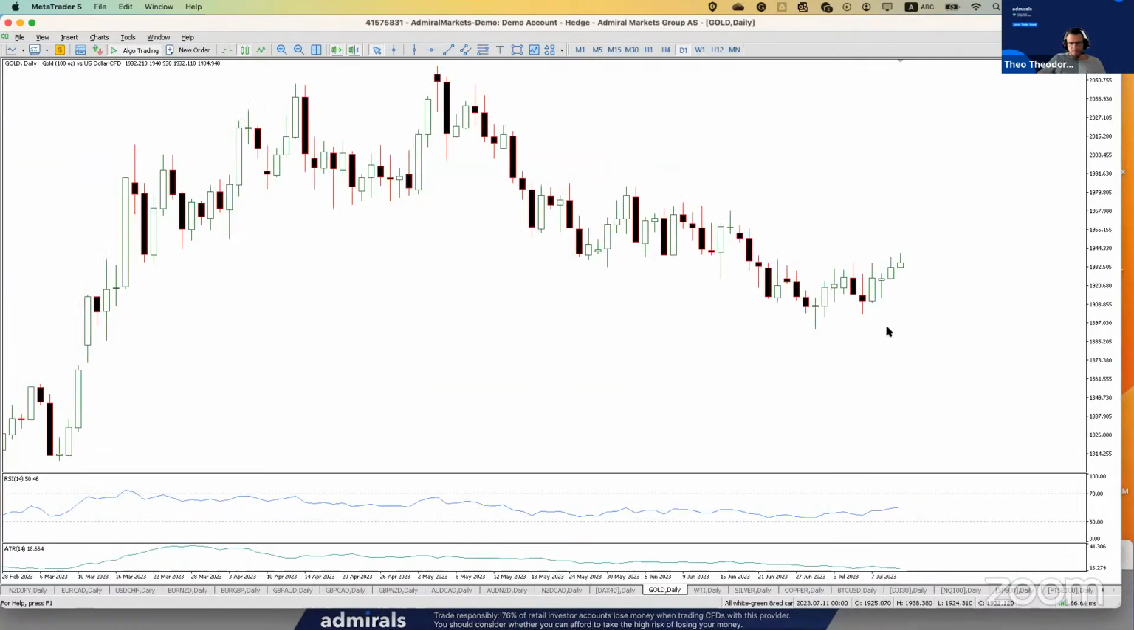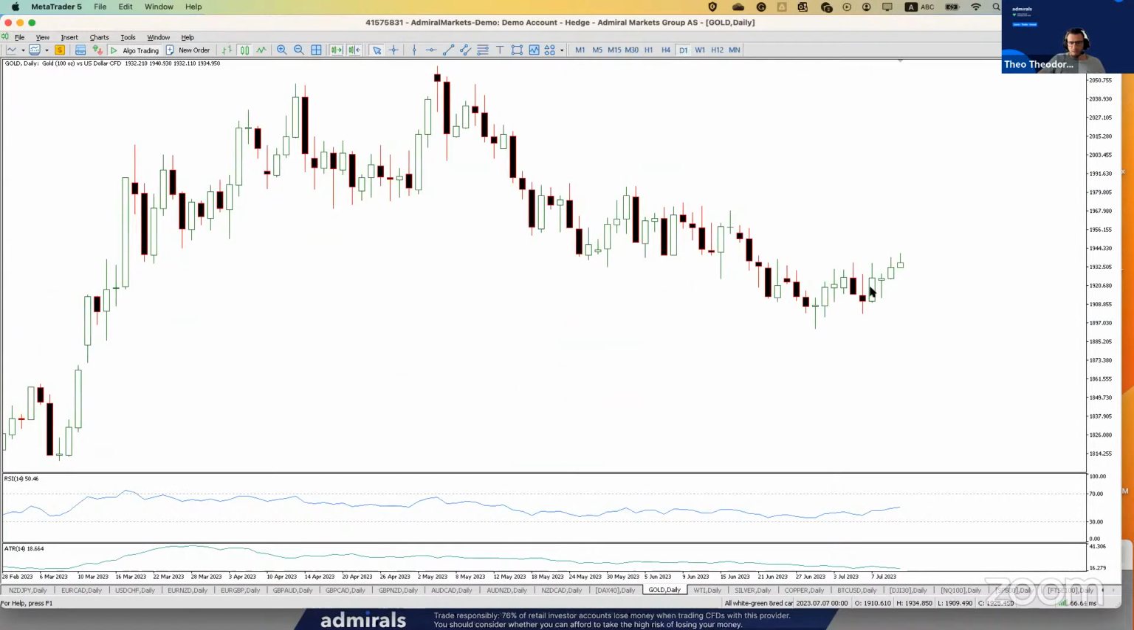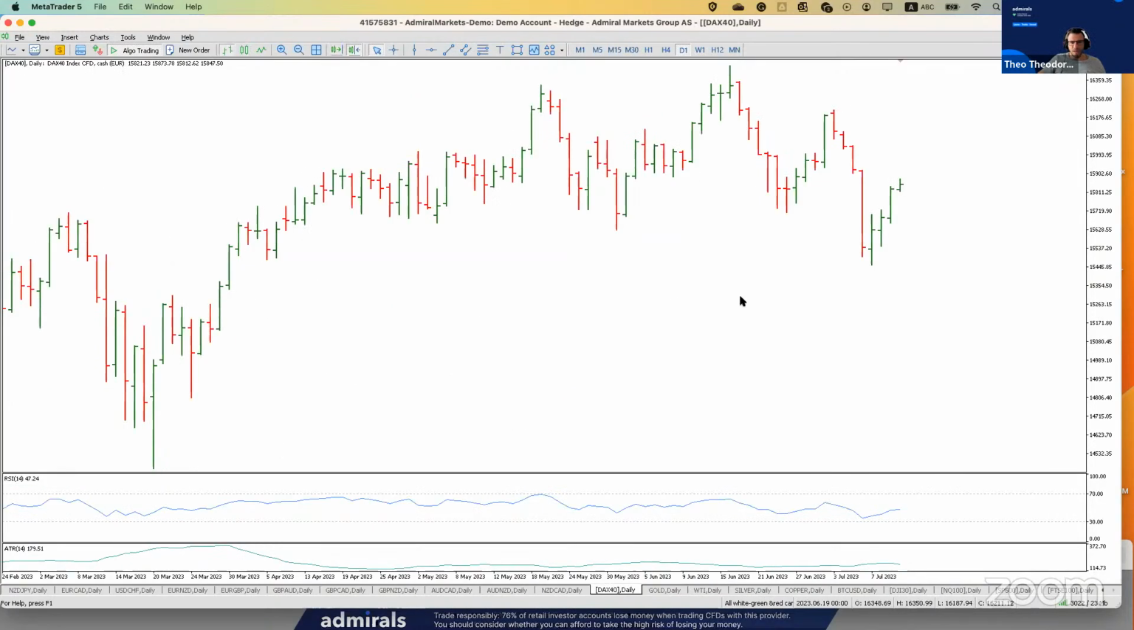Gold. Gold. That's the recent high. I can see a false breakout here. Again, guys, weakness of the US dollar can lead gold to push higher.